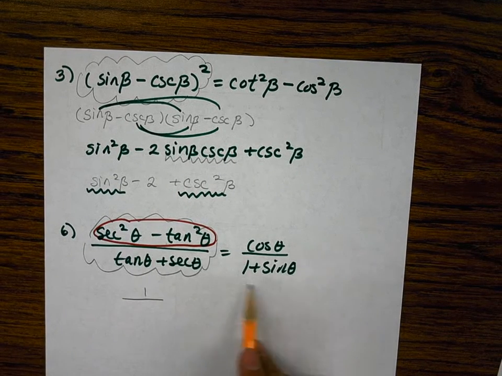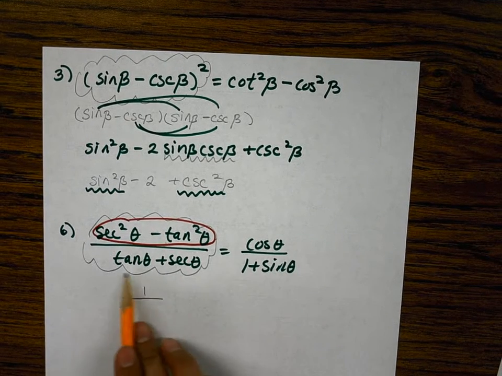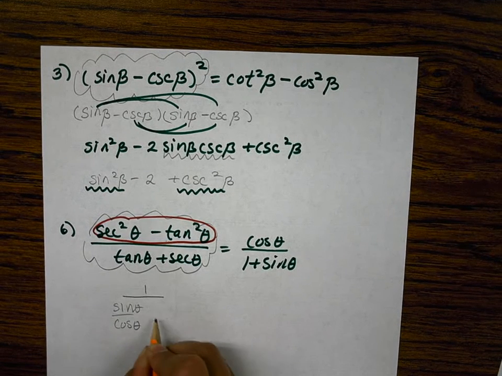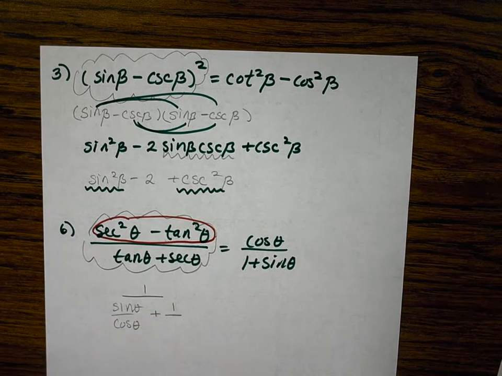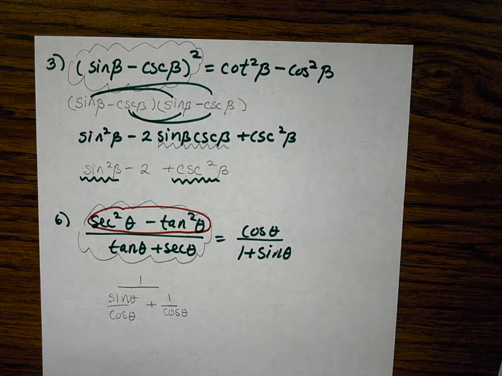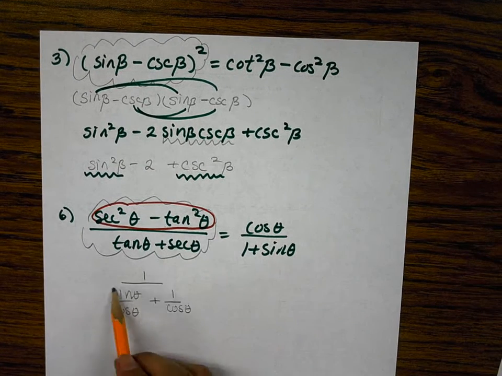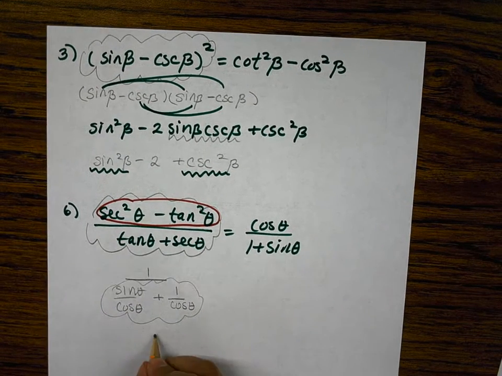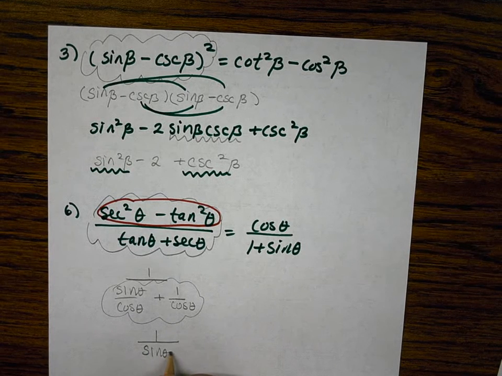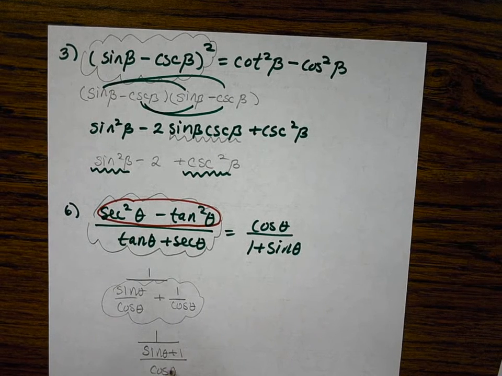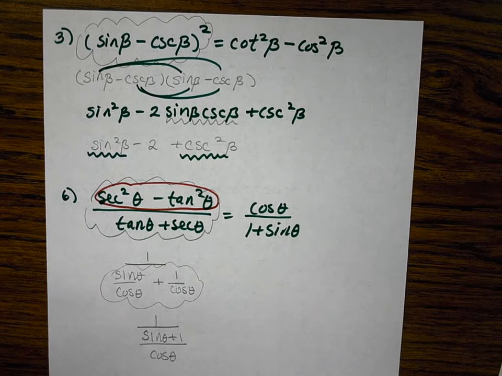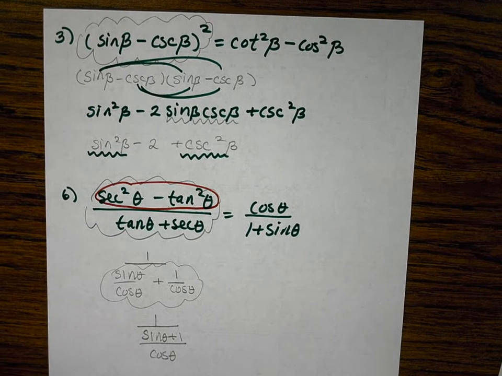Now again, I'm looking at what I'm trying to get, sine and cosine, so I'm going to change these to sine and cosine. Sine theta over cosine theta plus 1 over cosine theta. And oh look how nice, I have a common denominator. 1 over sine theta plus 1 all over cosine theta, which is as far as I'm going to take you, because I'm hoping from there you can see you're going to multiply by the reciprocal and you're pretty much done.